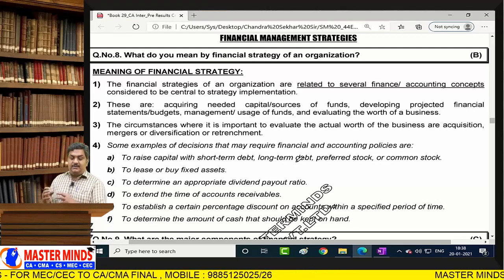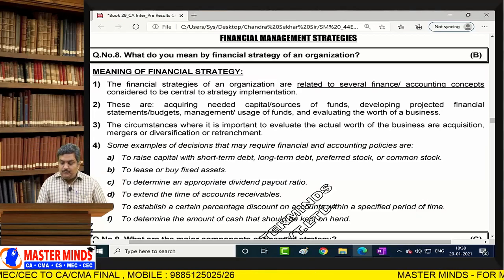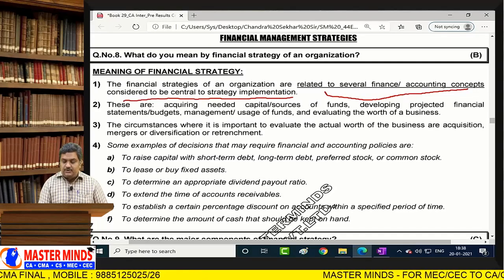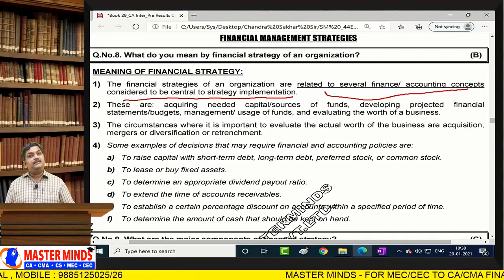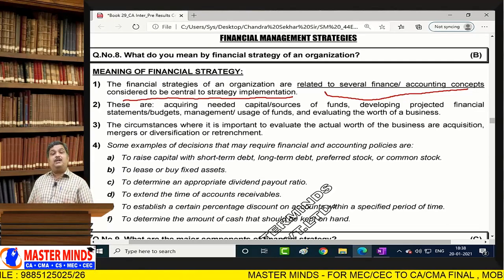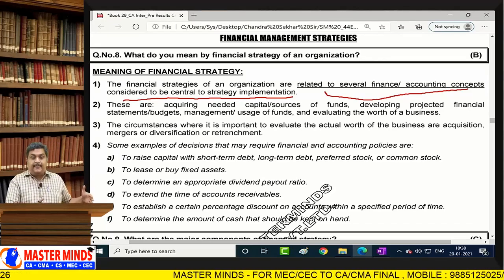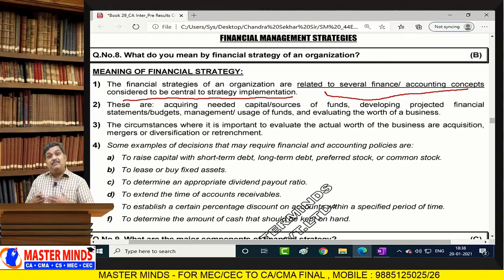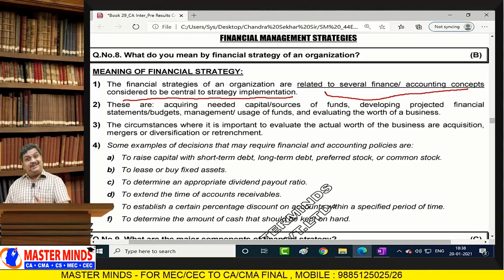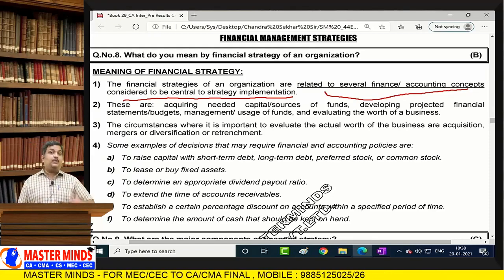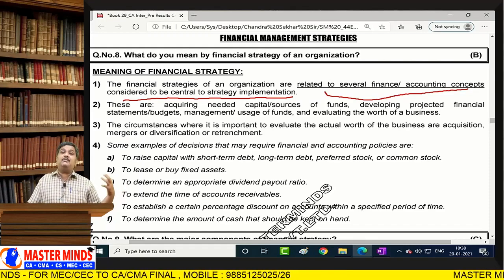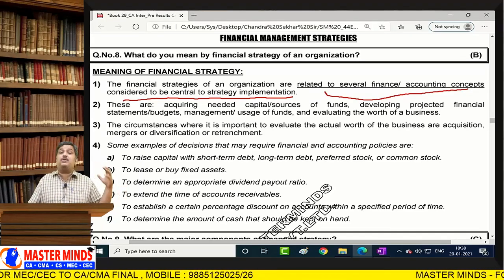The financial strategies of an organization are related to several finance or accounting concepts considered to be central to strategy implementation. See, for strategy implementation, we require a lot of funds. Strategy formulation is very easy. But to implement that strategy, we require men, money, materials, methods, machines, and finally money. How can we get the men? How can we get machines? How can we get the technology? For everything, money is required. So, financial strategies are very important.